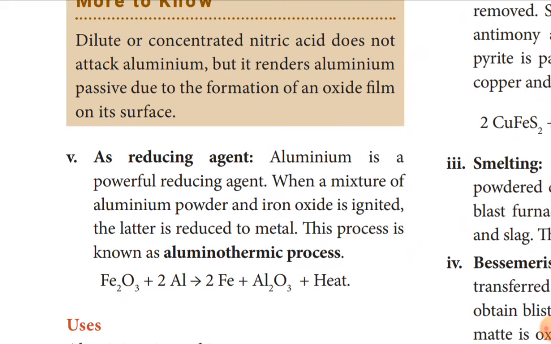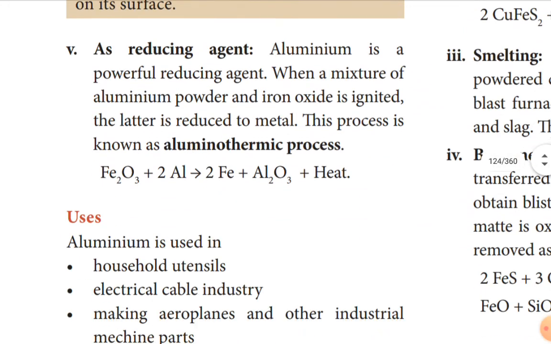At the same time, on aluminum, oxidation takes place: Al to Al2O3, aluminum to aluminum oxide. That is oxidation. So oxidation also takes place, reduction also takes place. So this is a redox reaction. This is called a redox reaction, because reduction and oxidation, both processes, take place simultaneously in this chemical reaction.